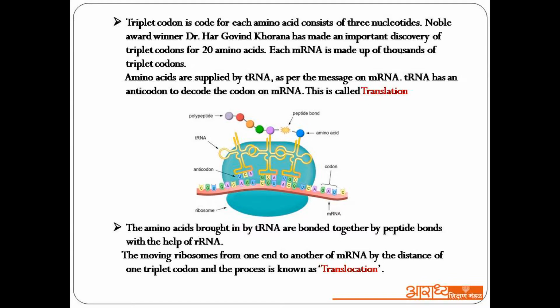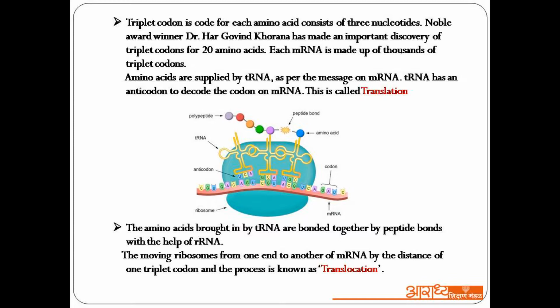The triplet codon, the code for each amino acid, consists of 3 nucleotides. Nobel Award winner Dr. Hargovind Khorana made an important discovery of triplet codons for 20 amino acids. Each mRNA is made up of thousands of triplet codons. Amino acids are supplied by tRNA, as per the message on mRNA. tRNA has an anticodon to decode the codon on mRNA.